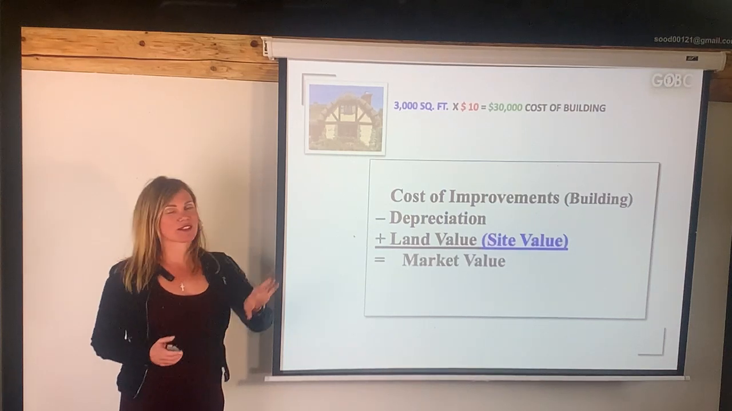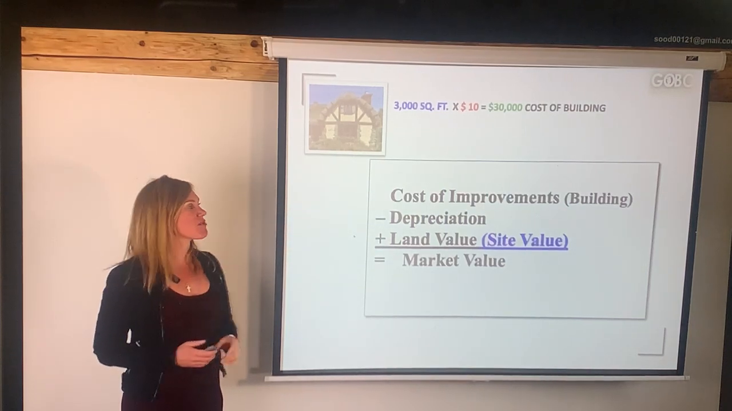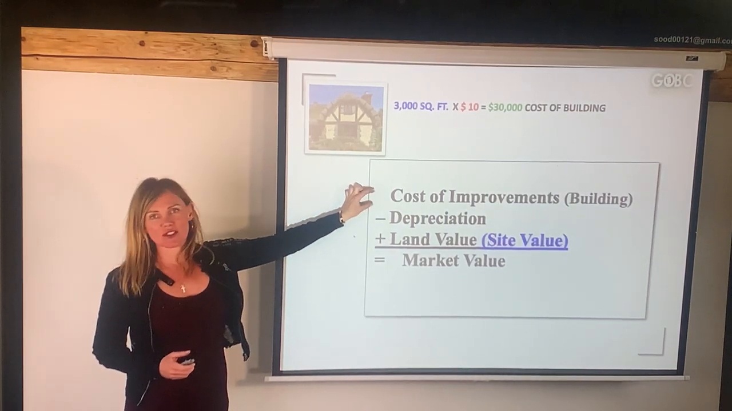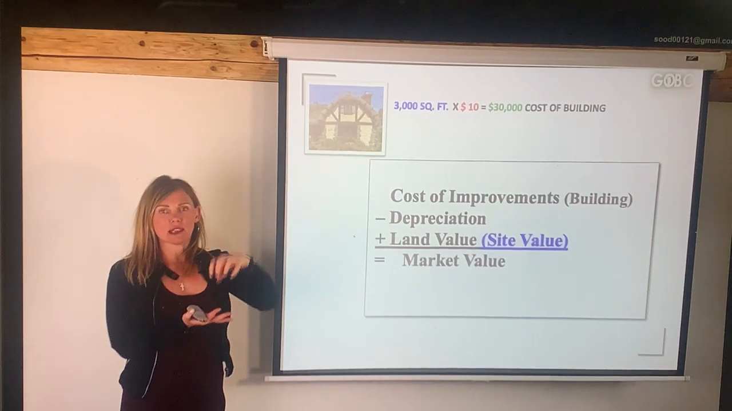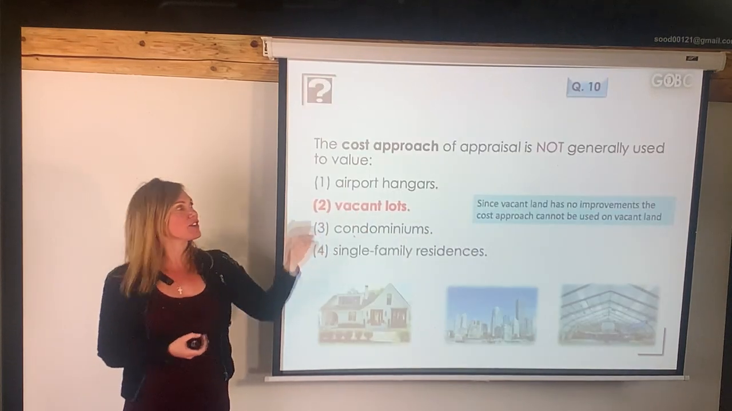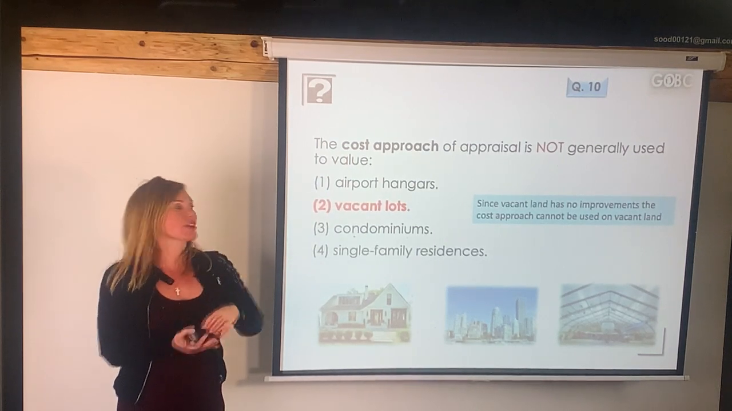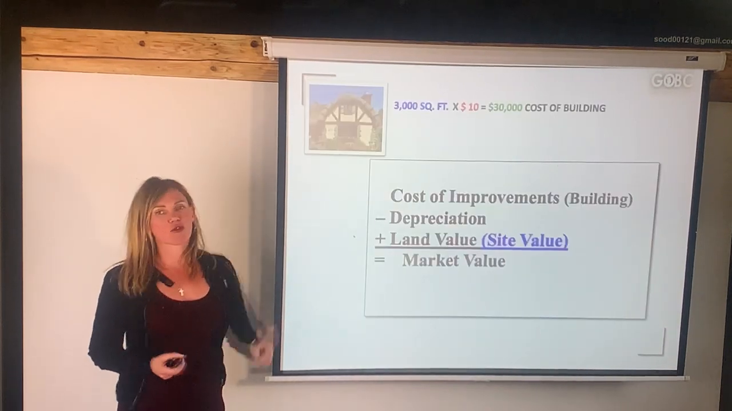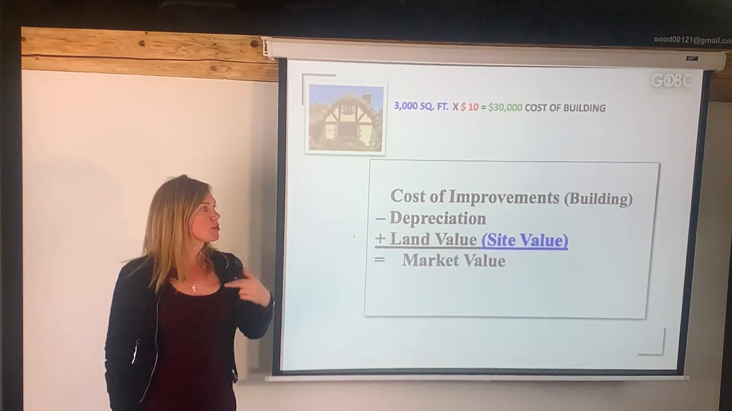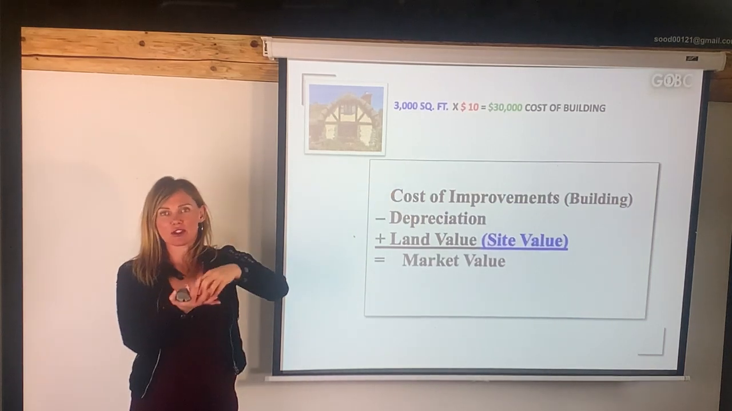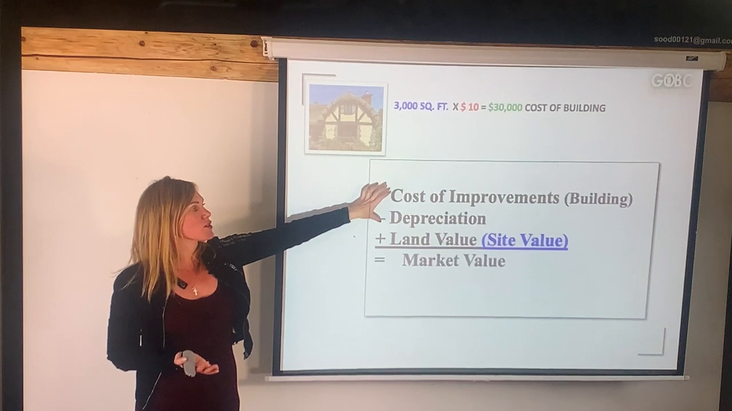So formula talk, it's very basic, it's easy, you'll remember this because we'll do a lot of math on this. The cost of improvements is not just the building by itself, but anything on top of that land. Remember how in this question, vacant land could not be used for the cost approach? Why not? Because it has nothing to do math on, right? There's no calculation to do. So basically the cost of improvements could be the materials, the labor, whatever goes on top of that land that could be used for depreciation, right? So that's what we're going to be using.